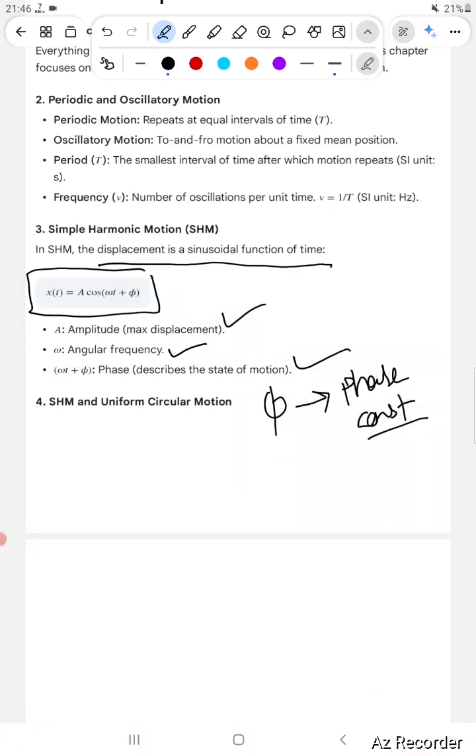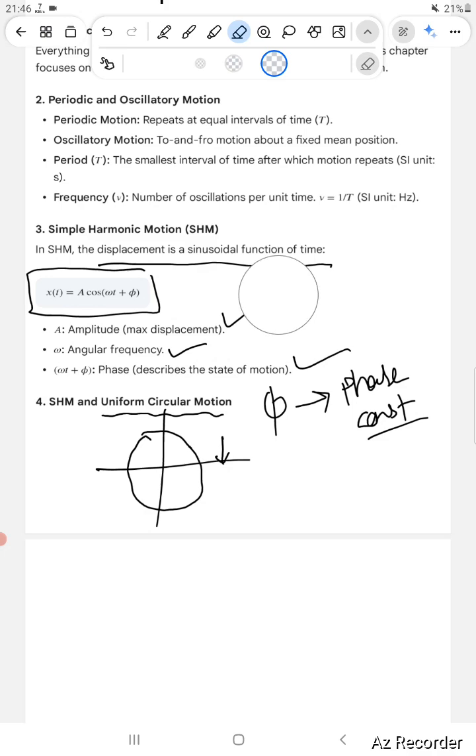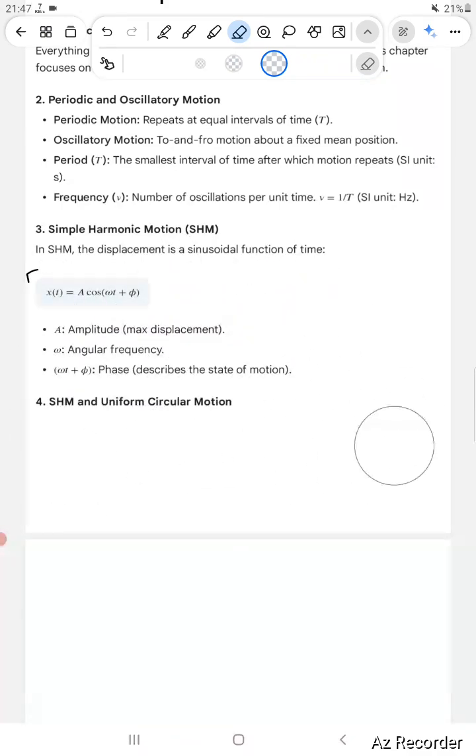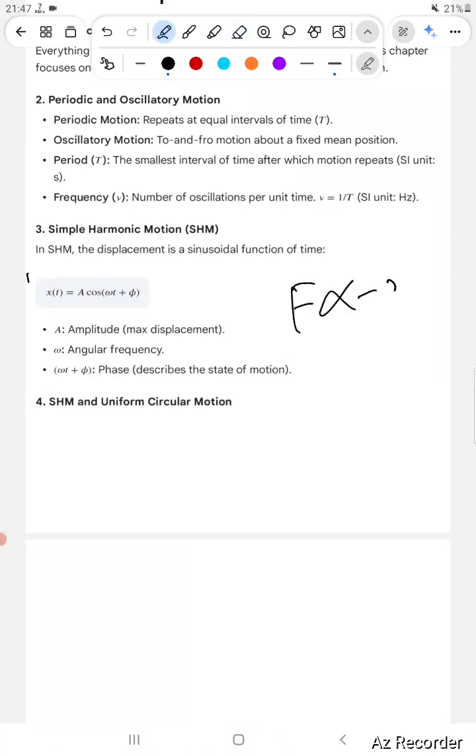Actually, in UCM, the body moves on a circular path, and the projection of the circular path on the x-axis or y-axis is represented by sine and cosine functions. Moreover, in higher studies, you will see that for a body in SHM, the basic general equation is that force is directly proportional to the negative of displacement. If you solve these equations, you will get the answer in sine or cosine functions.